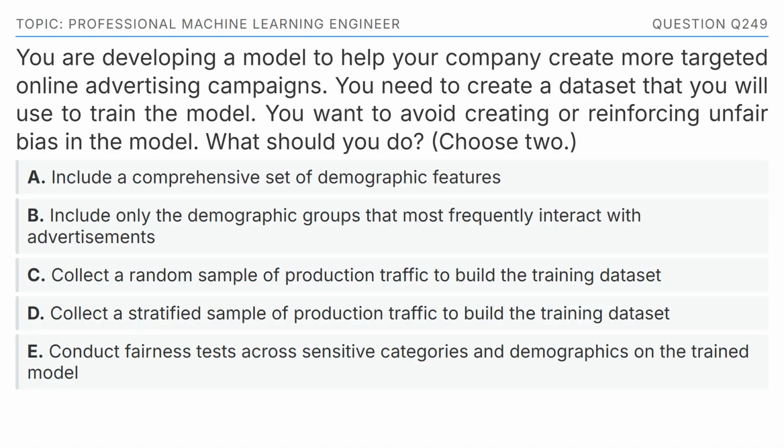The options are: Option A, include a comprehensive set of demographic features. Option B, include only the demographic groups that most frequently interact with advertisements. Option C, collect a random sample of production traffic to build the training dataset. Option D, collect a stratified sample of production traffic to build the training dataset. Option E, conduct fairness tests across sensitive categories and demographics on the trained model.